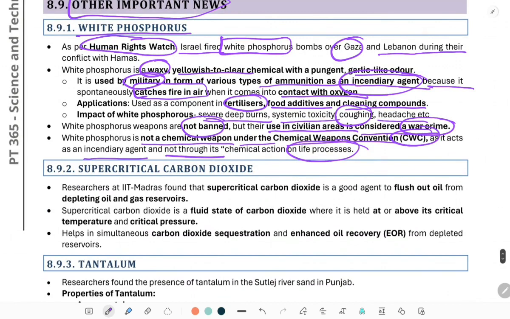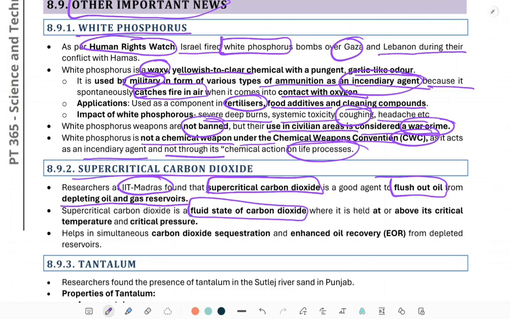Next, we'll see supercritical carbon dioxide. Recently, a researcher at IIT Madras found that supercritical carbon dioxide is a good agent to flush out oil from depleting oil and gas reservoirs. Supercritical carbon dioxide is a fluid state of carbon dioxide where it is held at or above its critical temperature and critical pressure. It helps in simultaneous carbon dioxide sequestration and enhanced oil recovery from depleted reservoirs.